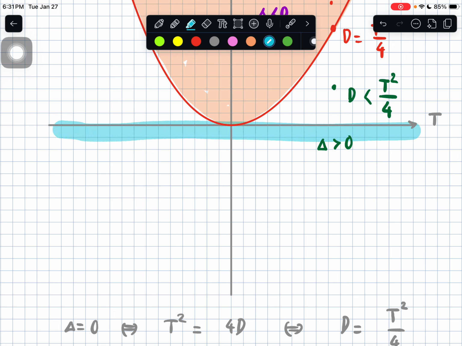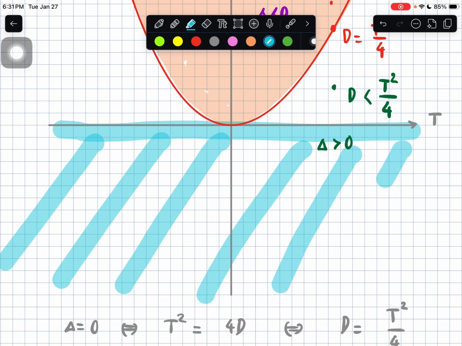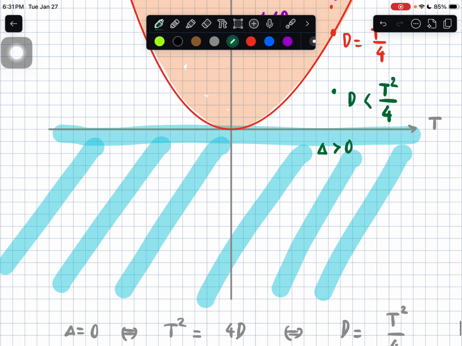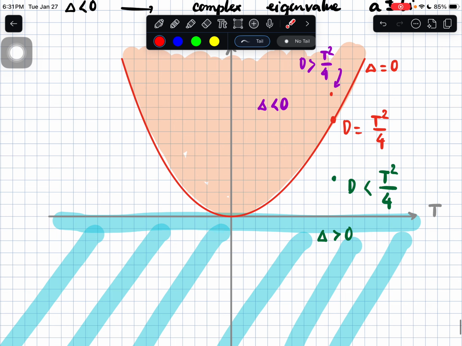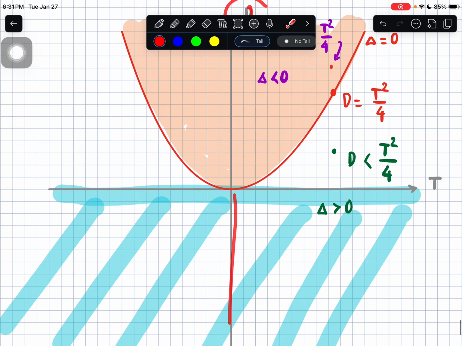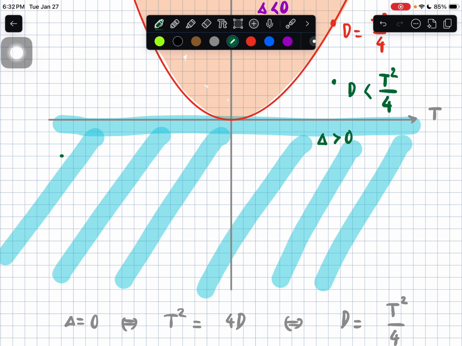For the lower half plane, let's look at this first. For this region, we have determinant is negative. So first of all, this one we have two real eigenvalues, lambda 1 and lambda 2. They are distinct, so lambda 1 different from lambda 2.